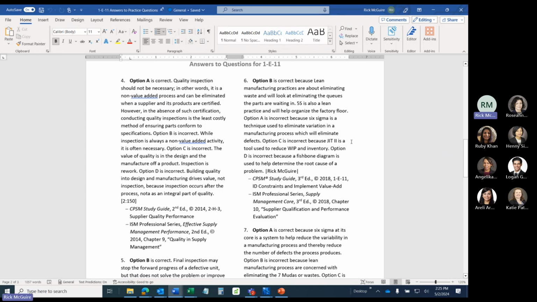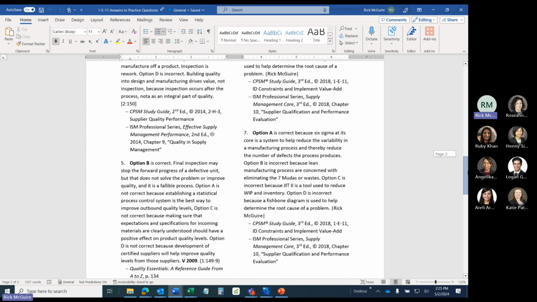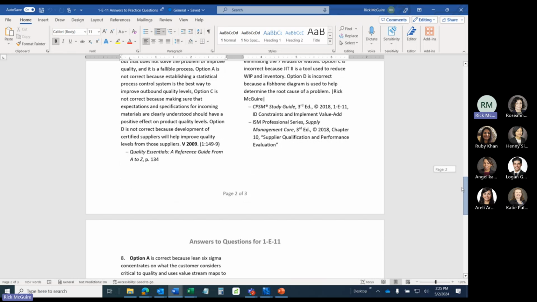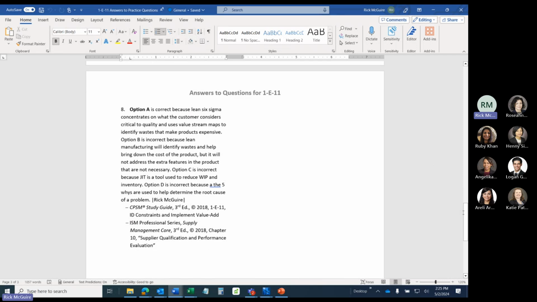6 is Bravo. Lean manufacturing practices are about eliminating waste. 7 is Alpha. Six Sigma at its core is a system to help reduce the variability in the manufacturing process. And 8 is also Alpha. Lean Six Sigma concentrates on what the customer considers critical to quality. Any questions? All right.